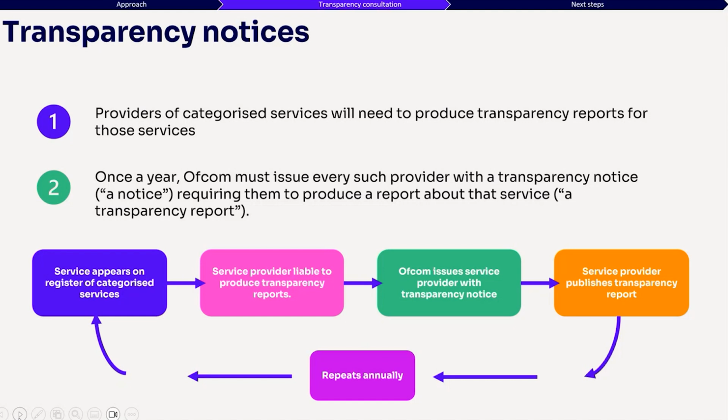So all that said, once we have the register of categorised services published, the transparency regime can begin in earnest. And as we see on the slide here, the transparency regime works largely on an annual periodic cycle. So what happens is once a year, Ofcom must issue each provider of a categorised service with a transparency notice. That notice requires them to produce a transparency report about their service by the date specified in the notice. And that cycle repeats on an annual basis. So next slide, please, Ramneet.